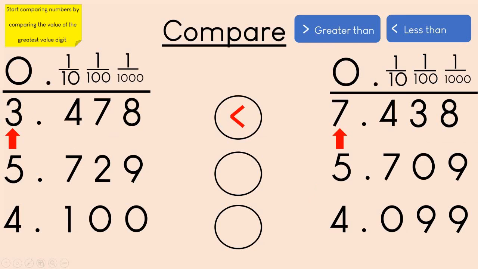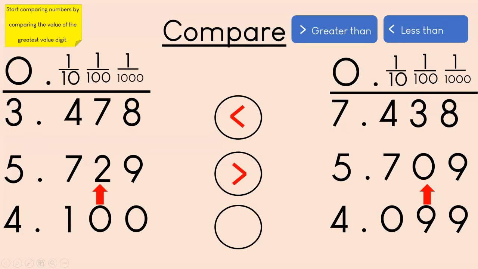So let's take a look at the other two. We've got both numbers have a 5 in the ones column, a 7 in the tenths column, and then in the hundredths column, we have a difference here.